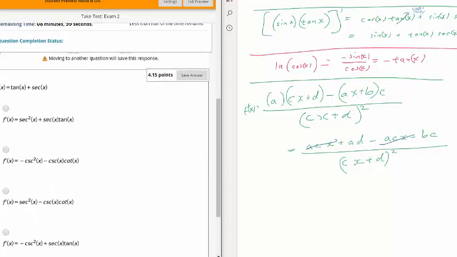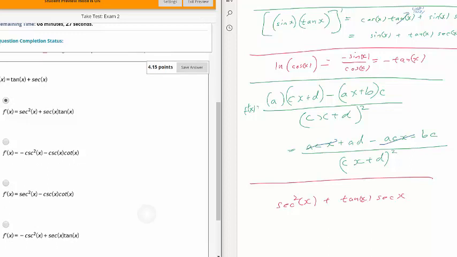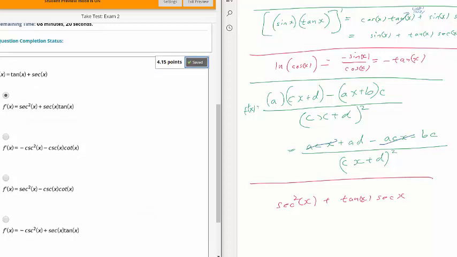Alright, so now we got tan x plus secant x, and so this is just take the derivative of both. Derivative of tan is secant squared x, and then the derivative of secant x is simply going to be tan x secant x. Alright, so we look for the one that matches. Let's see, secant squared looks like it's that one right there. Save answer, and then let's move on to the next one.